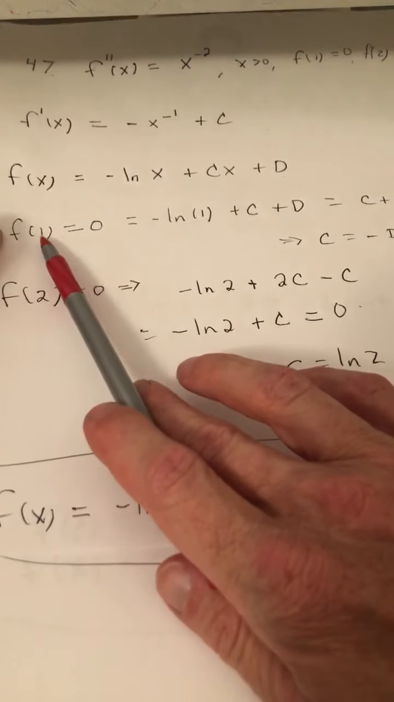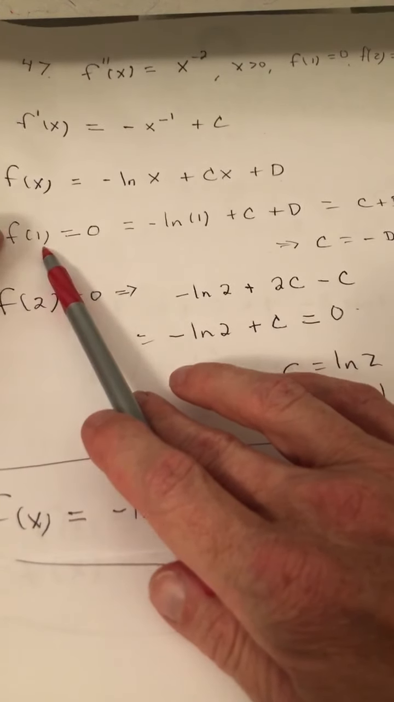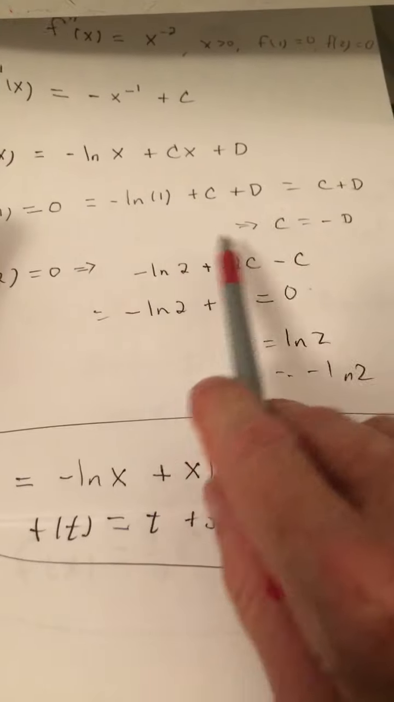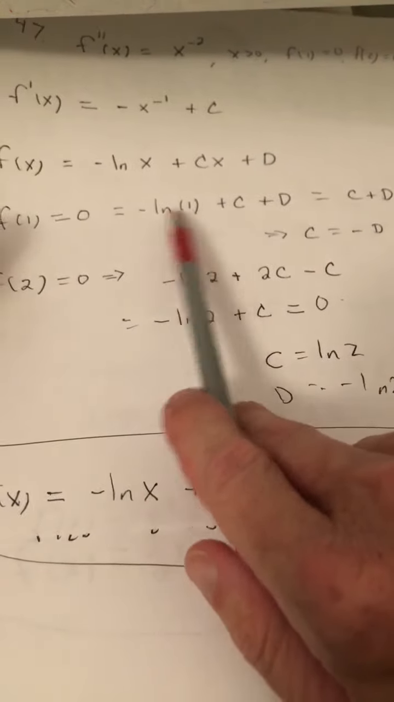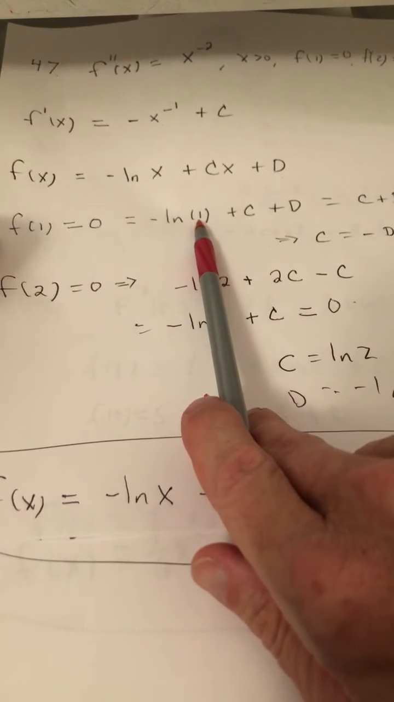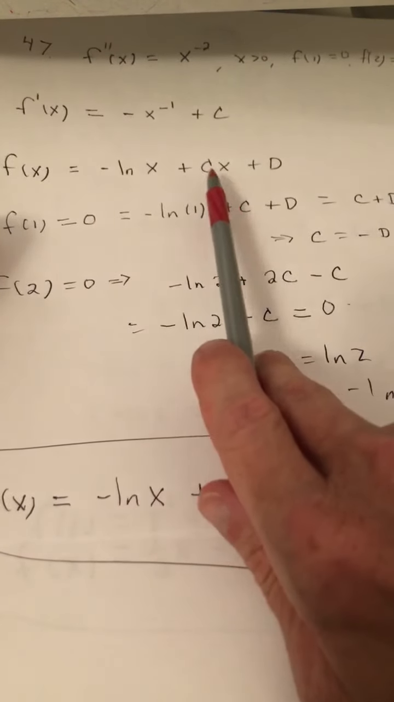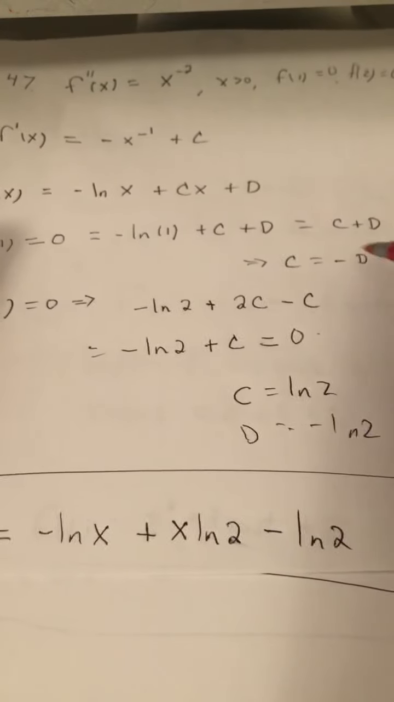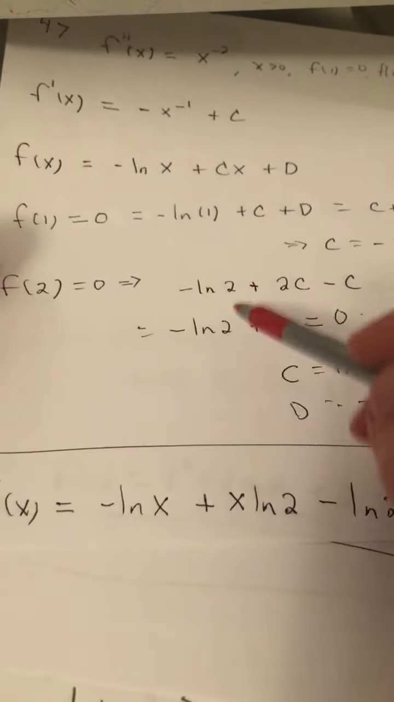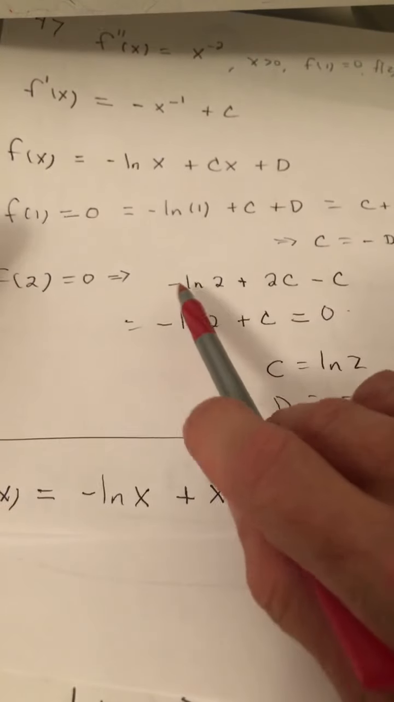So if I plug in 1, I determine that c and d are opposites. Ln of 1 is 0. So when I plug in 1, what I end up with is c plus d is equal to 0, so c is the opposite of d. So plug in into your other equation. We'll get everything in terms of c.